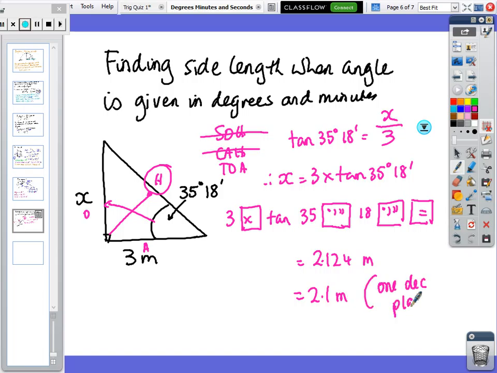Okay, so that's how you use your degrees, minutes, seconds button to convert, or to find a side when you're given an angle.